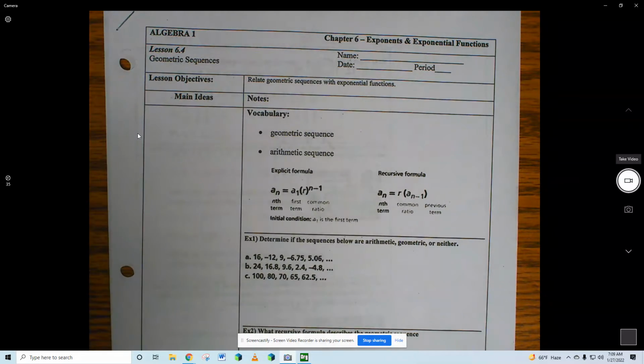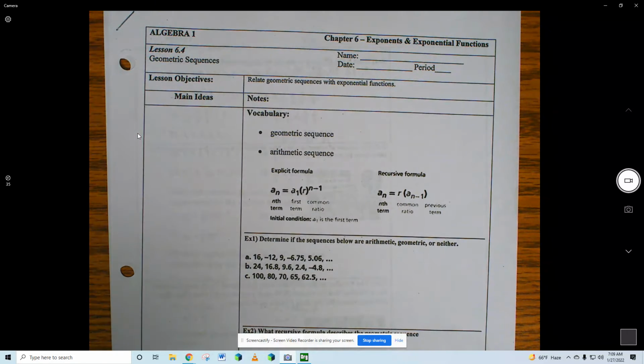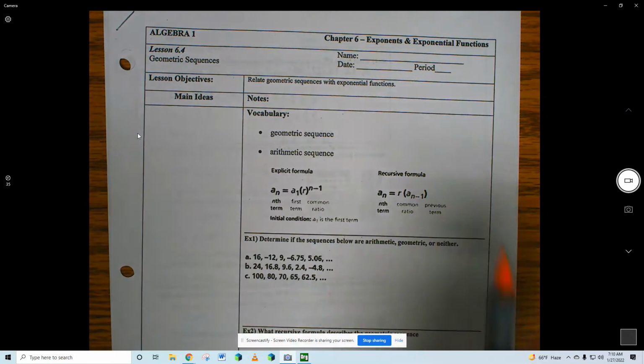We are in chapter 6, lesson 4, and we're talking about geometric sequences and arithmetic sequences and what they mean. So, first of all, let's talk about vocabulary.